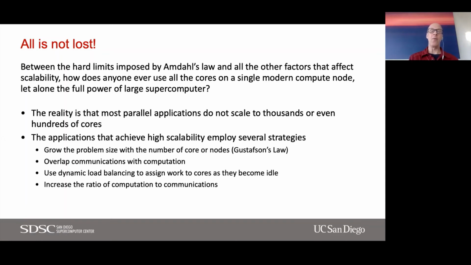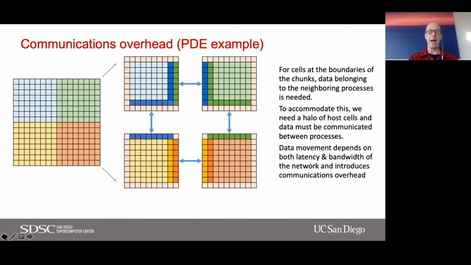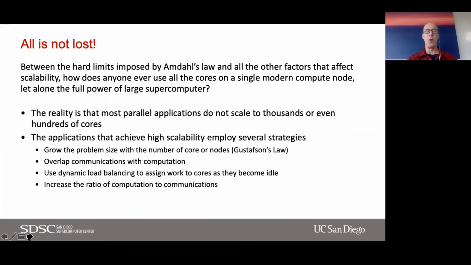We can also overlap the communications with computation. So going back a slide, while we're moving data between these processes, we could be doing the computation on these interior cells so that by the time we get to the cells that are along the boundary, we already have that data there. So that's a really important strategy. We could use dynamic load balancing to assign work to cores as they become idle. And then we can also increase the ratio of computation to communications.